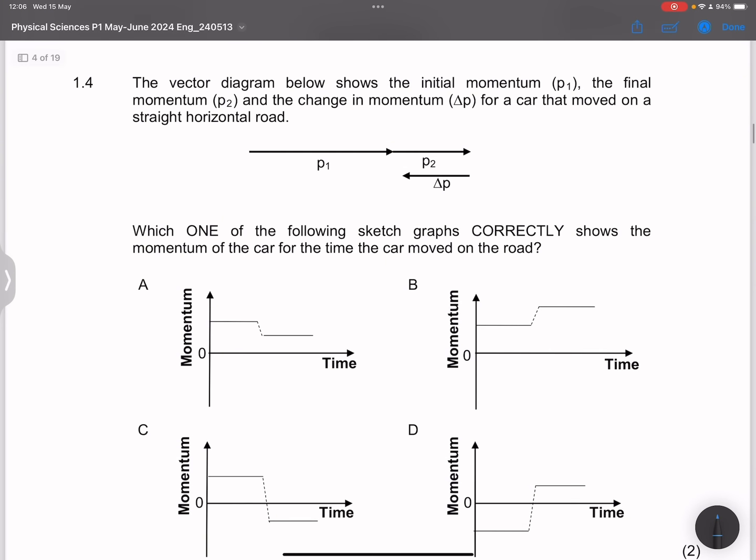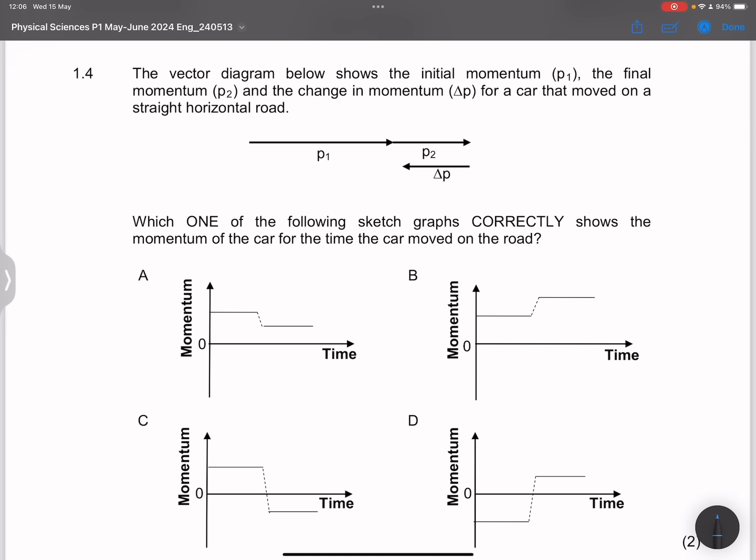All right, now let's go to the next question. They say the vector diagram shows the initial momentum, P1, the final momentum, P2, and the change in momentum for the car that moved on a straight horizontal road. Which one of the following sketch graphs correctly shows the momentum of the car for the time that the car moved on the road?